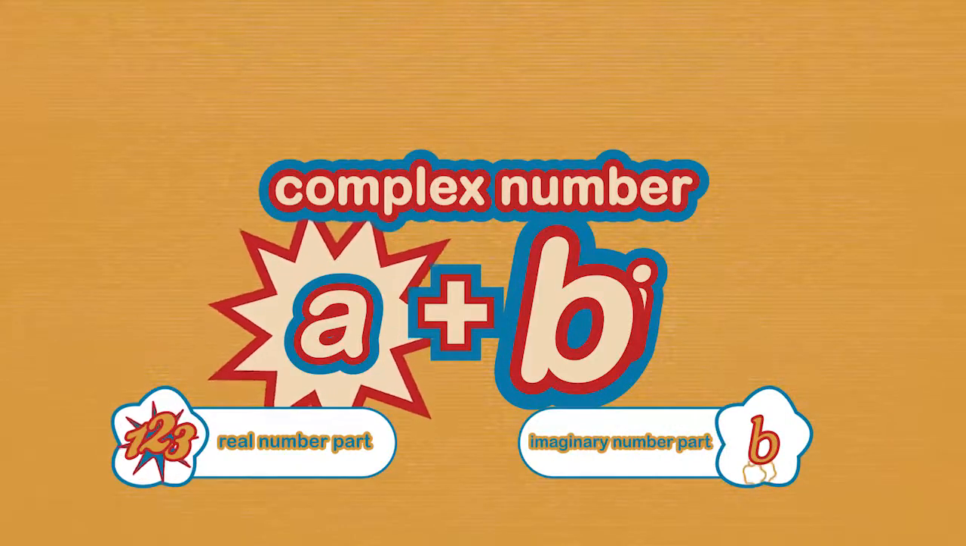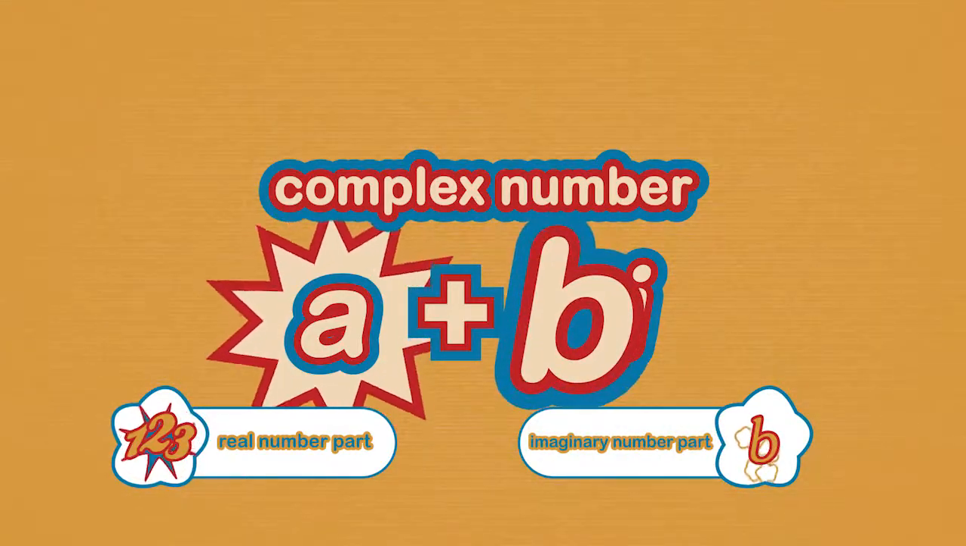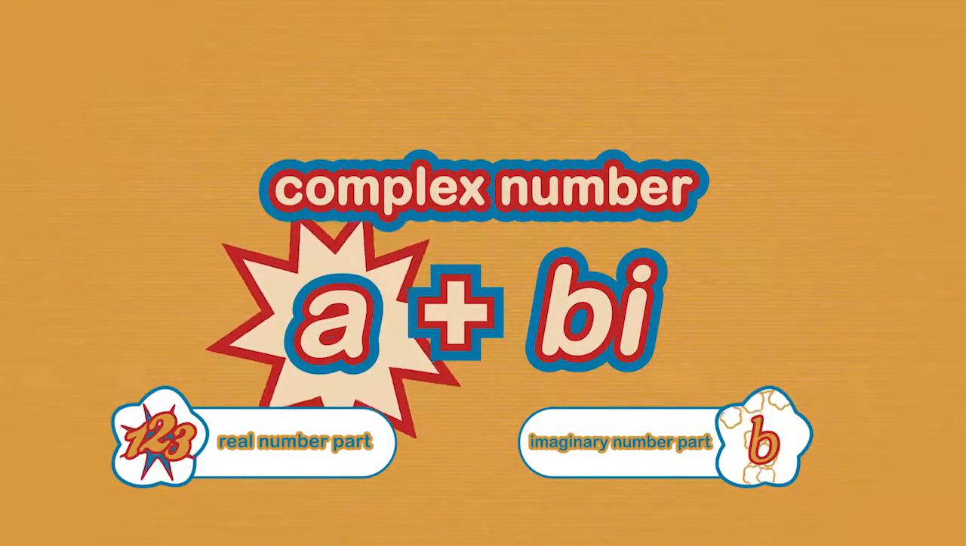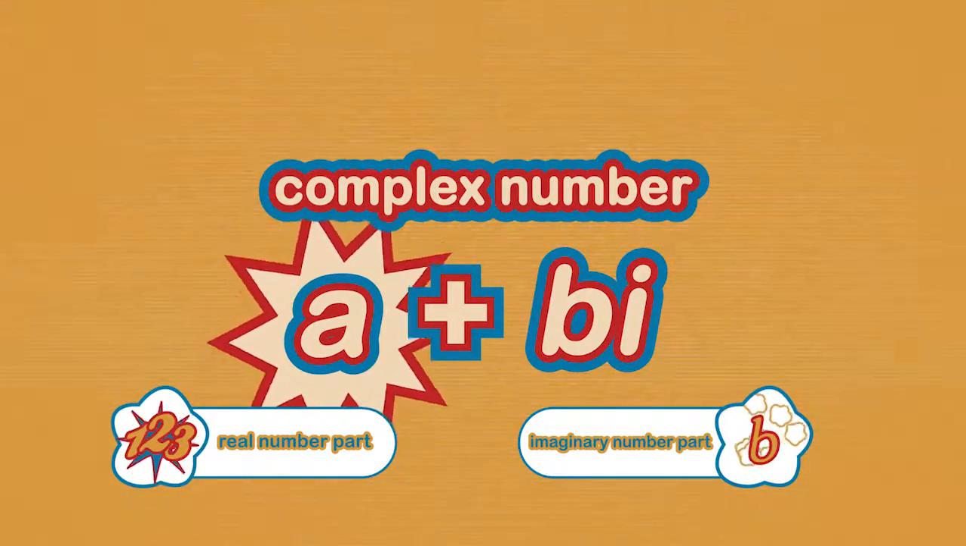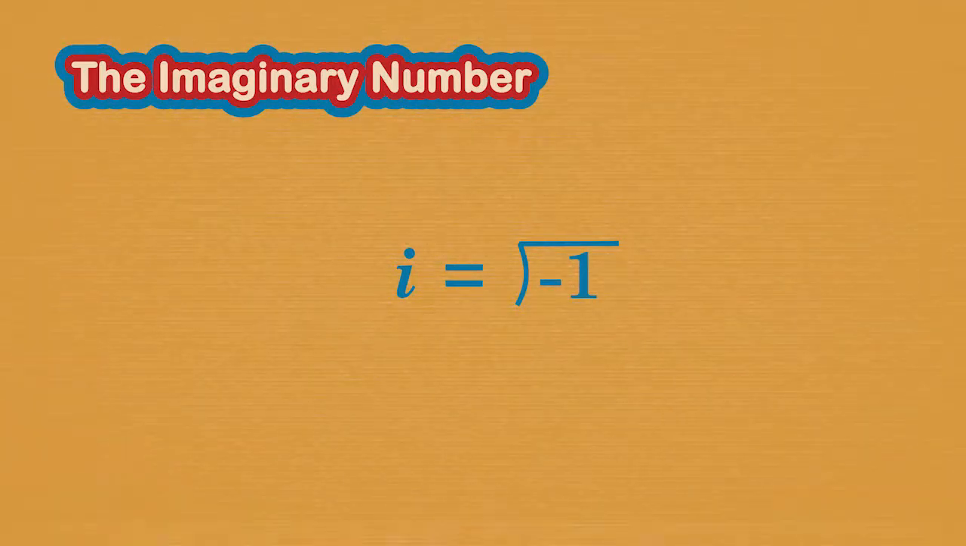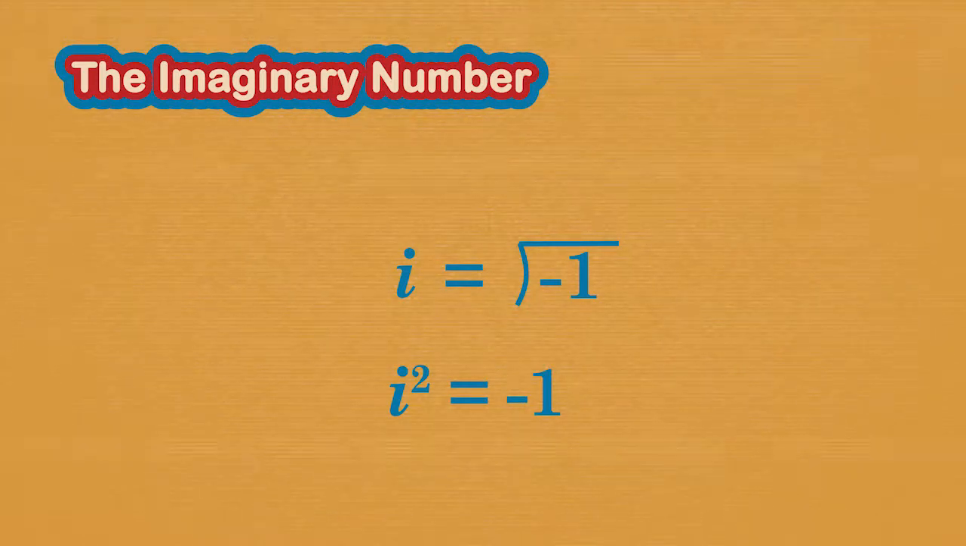The pure imaginary part of a complex number, B, is multiplied by the imaginary number, i, which is why B cannot combine with the real number part, A. The parts are distinct. The imaginary number is represented by the letter i and is equal to the square root of -1. This, in turn, means that i squared is -1.